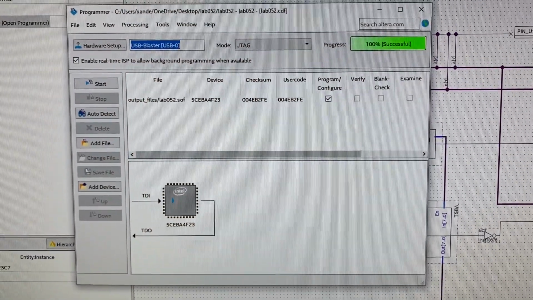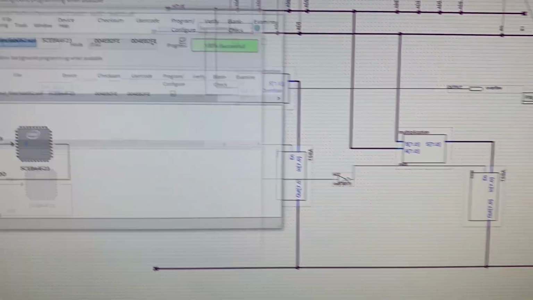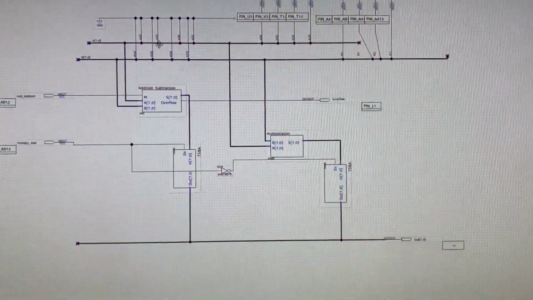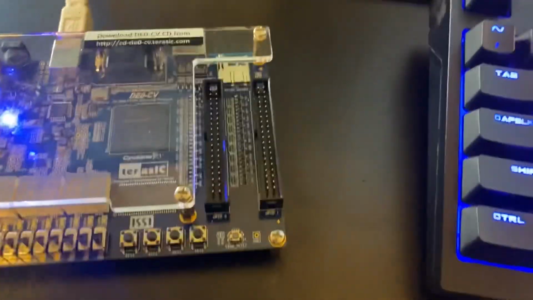Okay, just uploaded to my board. This is the high-level block diagram of my ALU circuit. And this is my board here.